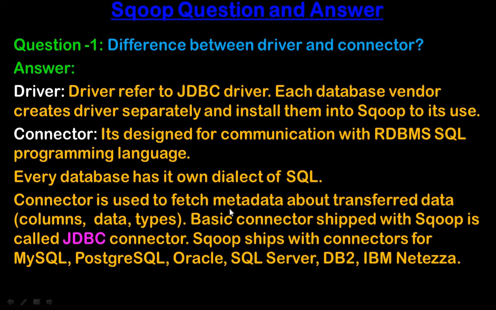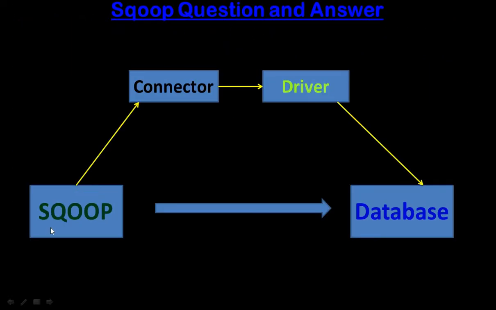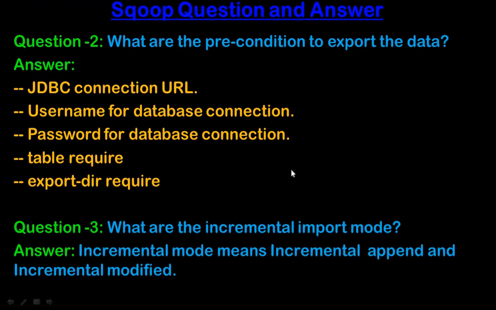So let's see the diagram. As we are seeing in the diagram, here is the Sqoop, here is the connector, here is the driver, and here is the database. So each is linked to the other. So this is the first question, the difference between connector and driver. Now let's see the second question.